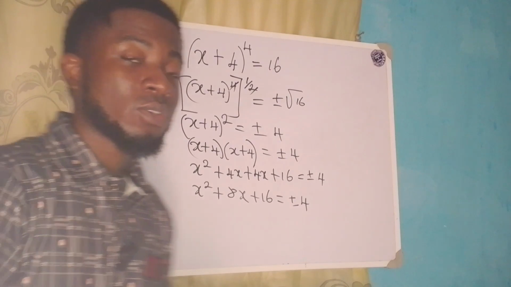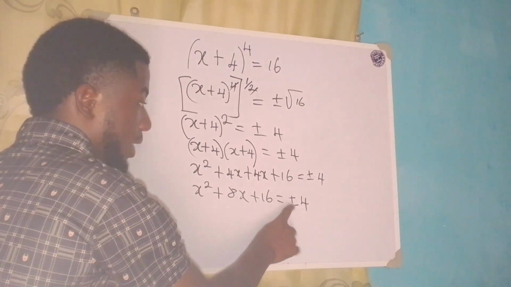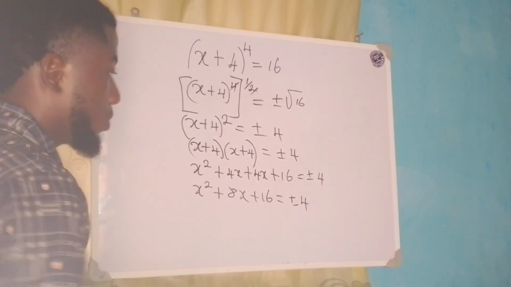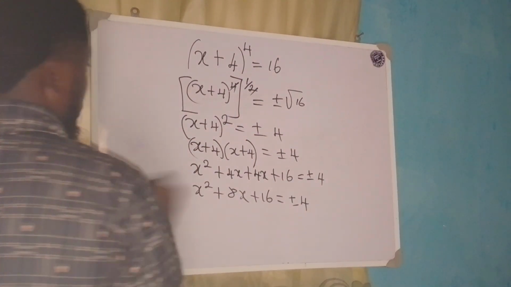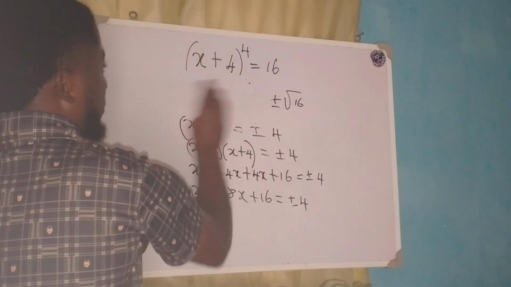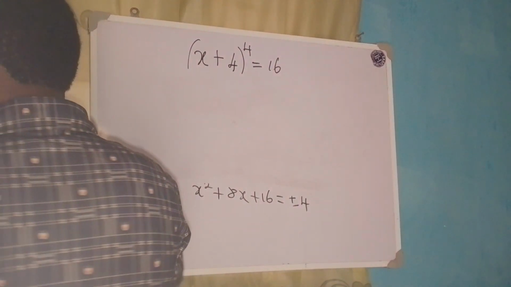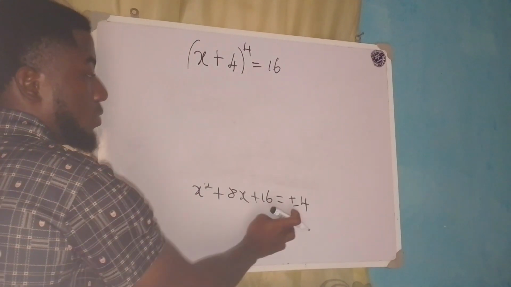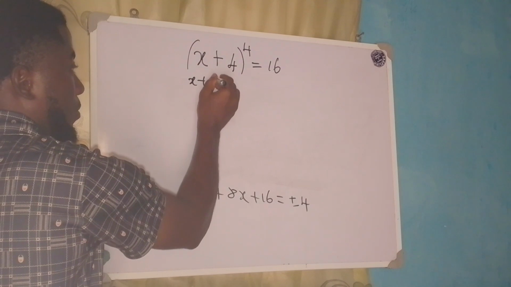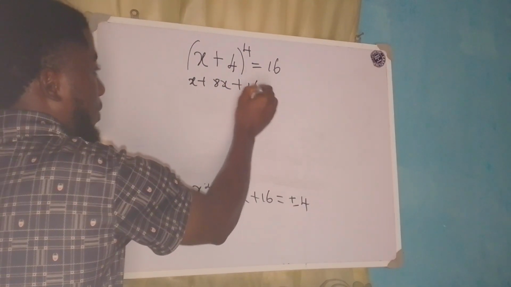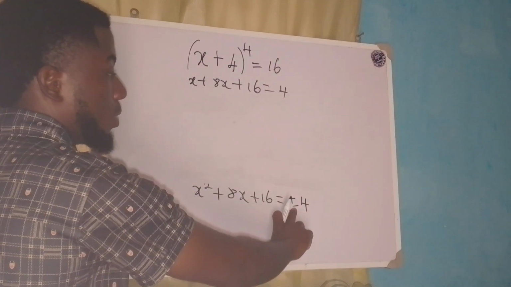Now, this means that we're going to have two equations. One will be positive on the right and the other negative. So let me clean from here and then we'll continue working. Okay, so the one that we'll deal with first is the positive one. So that means we have x squared + 8x + 16 = 4. Remember, I'm going to go back to the negative.